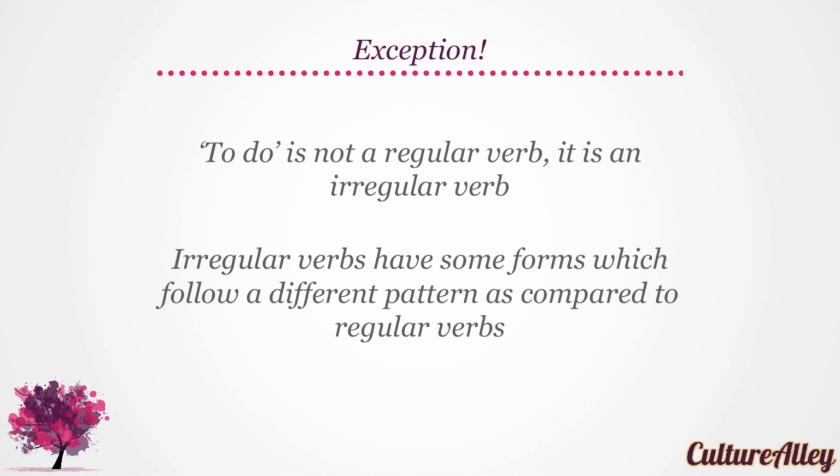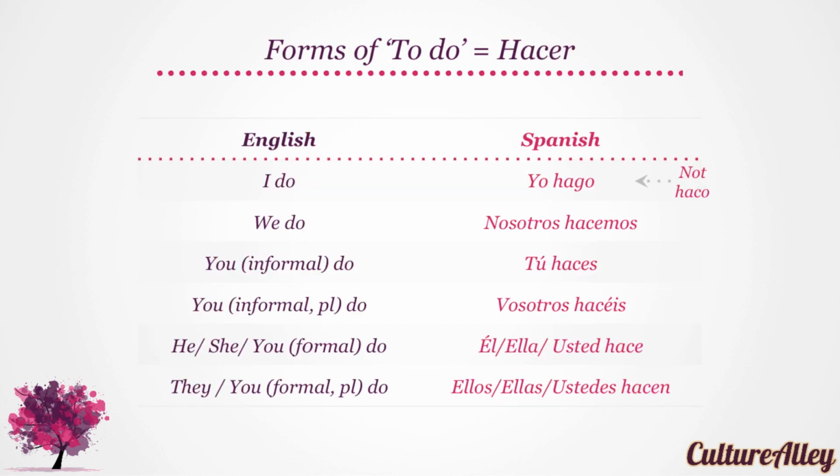Irregular verbs have some forms which follow a different pattern as compared to regular verbs. Let's look at the forms of the verb to do or hacer. I do translates to yo hago. Note that it does not become hazo like a regular verb would have. It is hago. One more time. I do is yo hago. We do becomes nosotros hacemos. Try that, please. Nosotros hacemos.